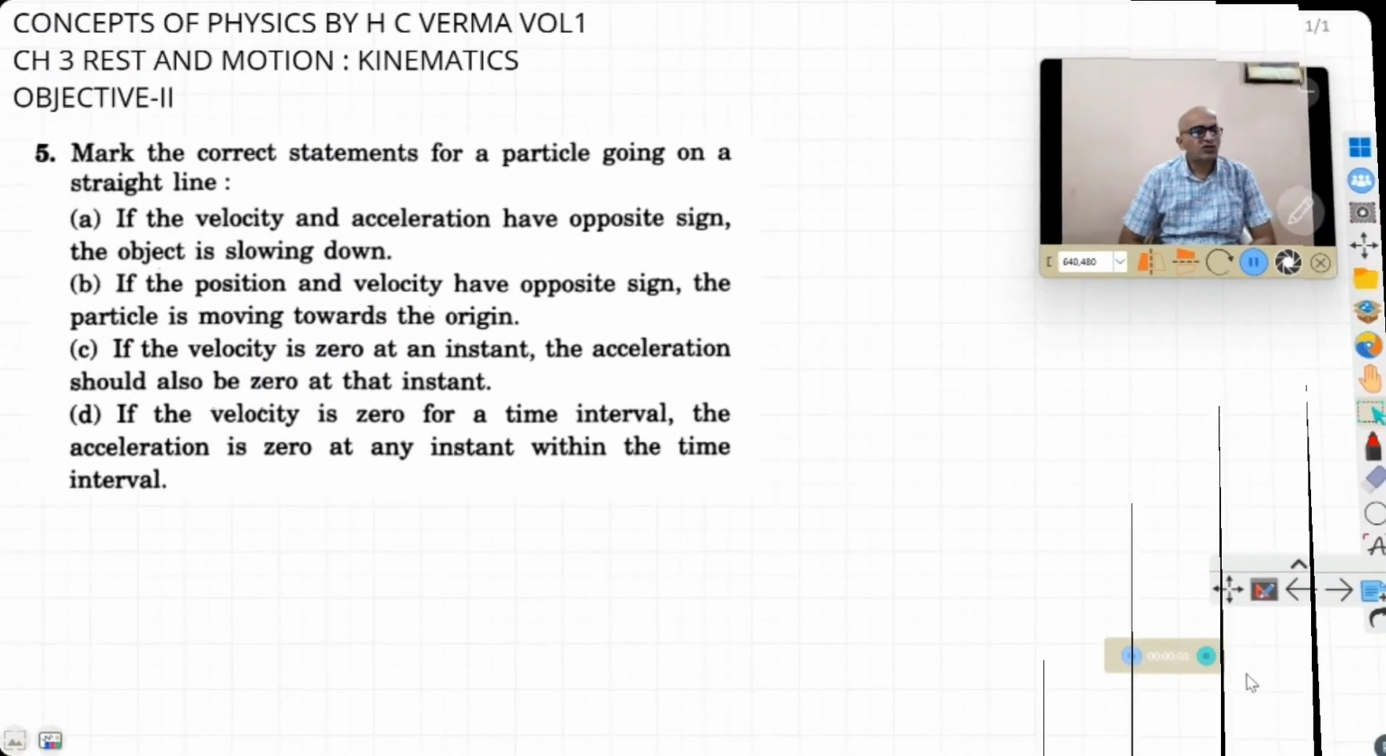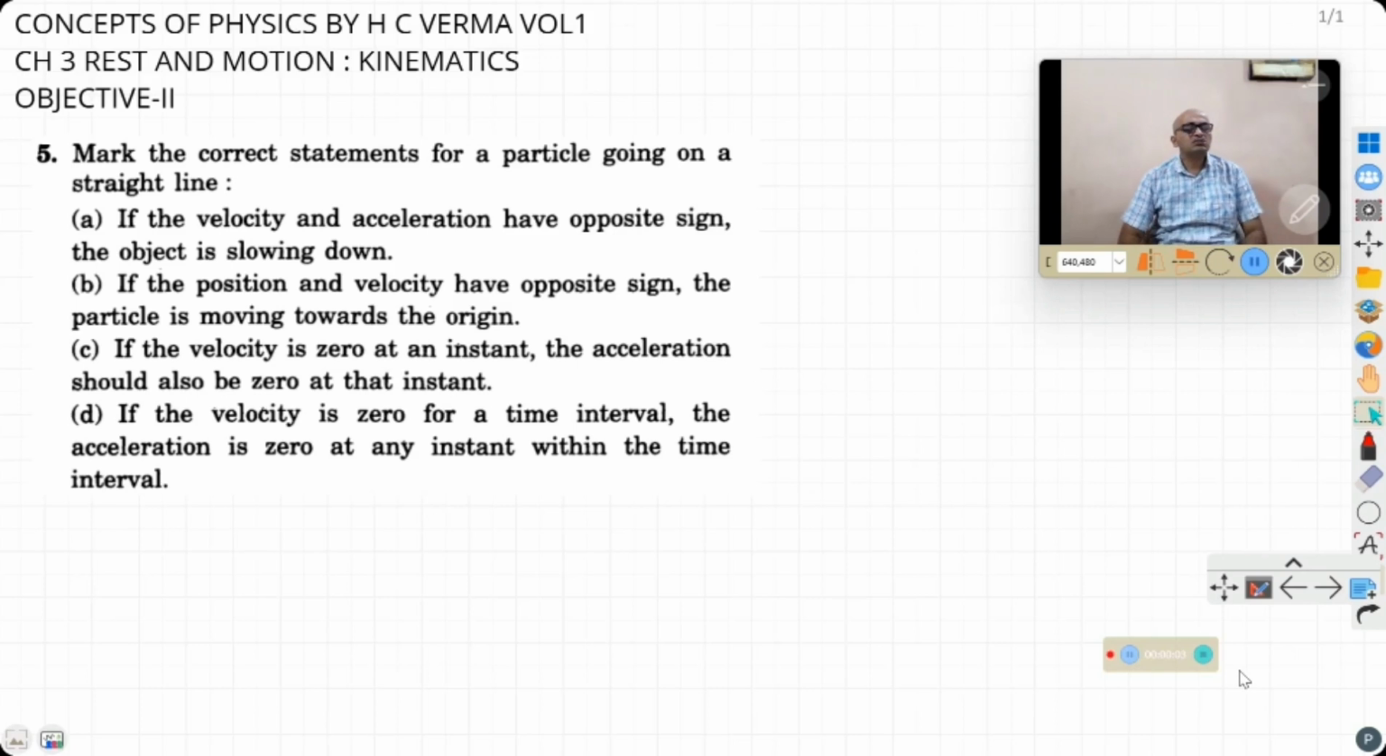So students, we are doing questions from Concepts of Physics by HC Verma Volume 2, Chapter 3, Rest and Motion, Kinematics. We are doing questions of Objective 2. Fifth question: mark the correct statements for a particle going on a straight line. It's not statements, multiple options can be correct. First part, let us see A.